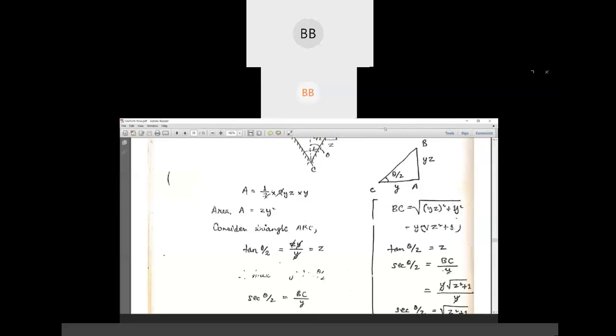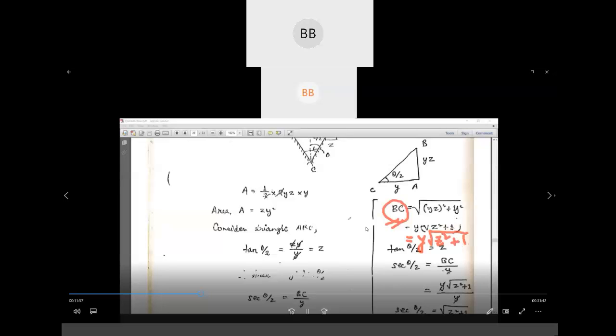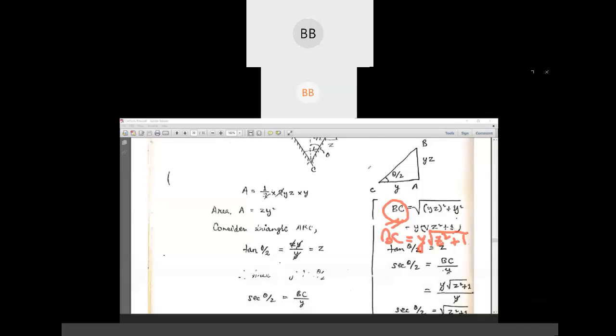Okay, so we are considering this triangle, and we have the two sides, and we are going to find out the other side, that is your BC. So definitely we are going to use our Pythagoras theorem to find out the side BC. So that is nothing but square root of Z squared Y squared plus Y squared. Okay, so here Y squared and again we have Y squared, so we will bring it out, and we will get Y root over Z squared plus 1. This is nothing but your BC. This side. This is nothing but Y root over Z squared plus 1.